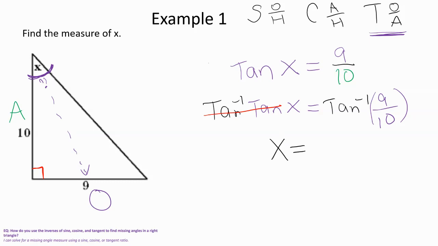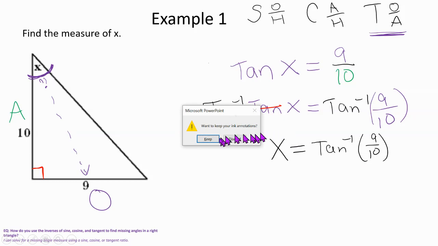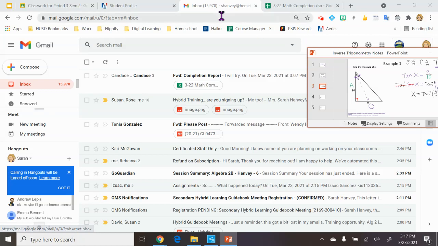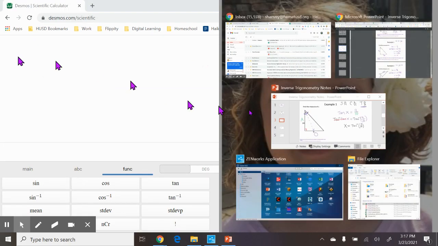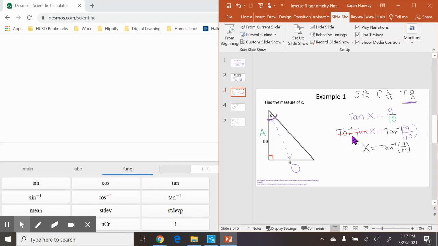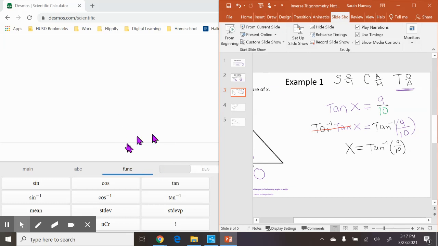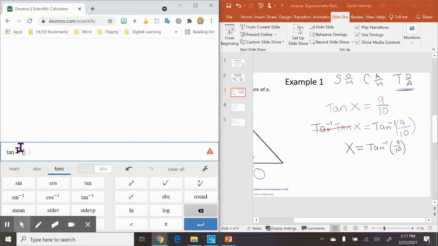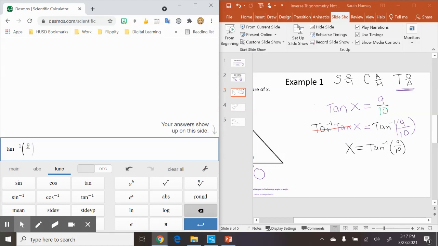And so we know we're going to have to use the calculator and put this into our Desmos calculator. I'm going to keep that. And so hopefully this works nice. Maybe not. I got to get my calculator back over here. There we go. And so we're going to go ahead and type in tangent inverse, and then we're going to type in 9 divided by 10. And it goes ahead and it tells you.